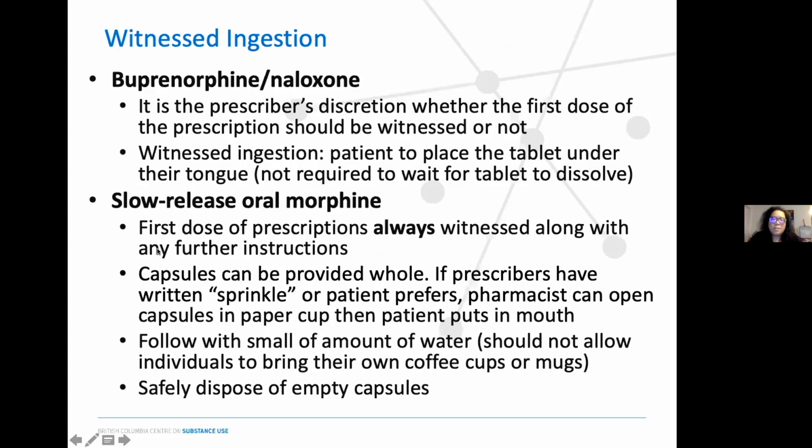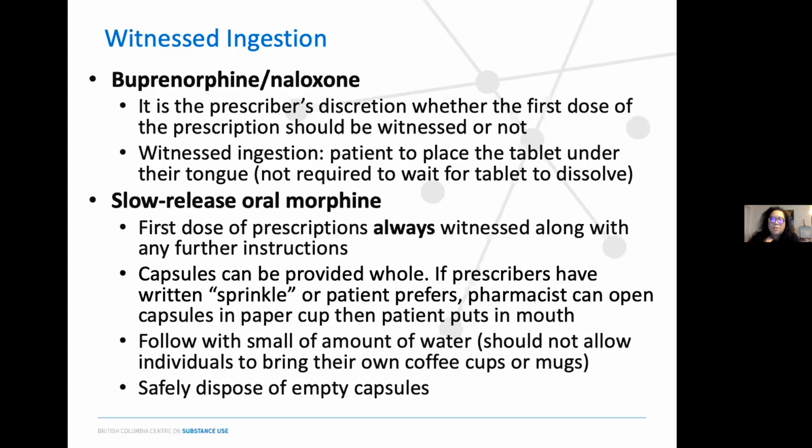So, witnessed ingestions, I just wanted to go over a little bit about this. For buprenorphine-naloxone, it is up to the prescriber's discretion whether or not the first dose should be witnessed. It doesn't need to be witnessed at all. Really, a witnessed ingestion is just putting the tablet on the tongue. And no, you do not need to wait at all before leaving the pharmacy.